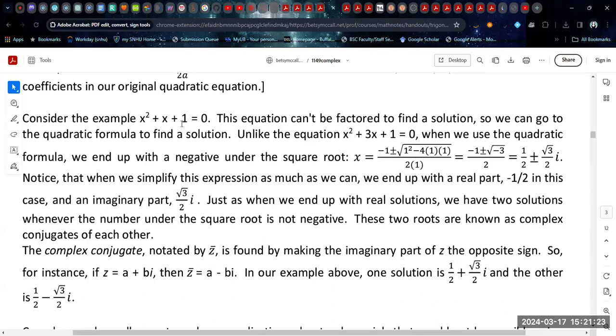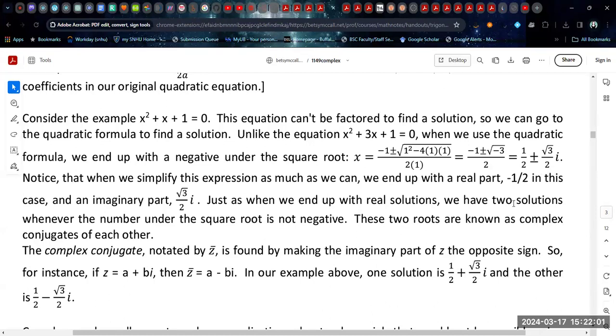So when I plug in my numbers, 1 is b, here's my b squared, 4 times 1 times 1 divided by 2 times 1. And then I end up with the square root of -3. So I'm going to rewrite this as the square root of 3 times i, where the i is not under the radical. And then I can split this into two fractions, 1/2 plus and minus the square root of 3 over 2 i. So this would be a complex number. It has a real part and an imaginary part.